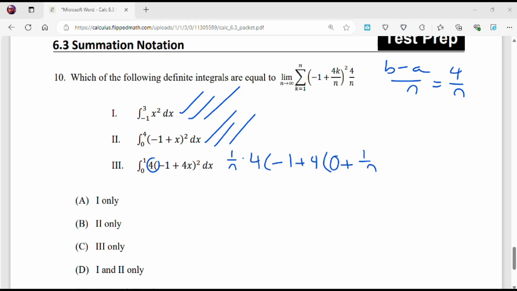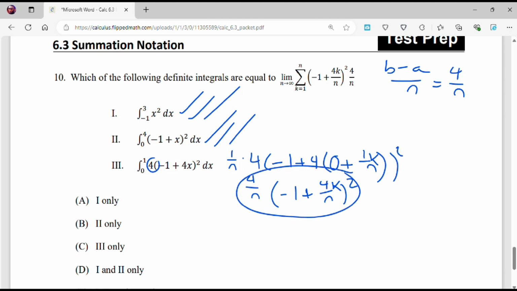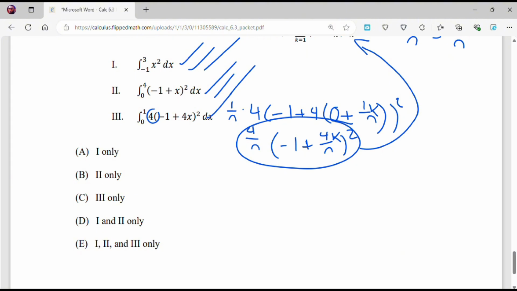Okay. And in parentheses, now remember that this whole quantity is squared, right? So now I'm going to distribute this 4. So 1 over n times 4 is 4 over n. And -1. And then plus 0 plus 1 over n is 1 over n. 4 times 1 over n is 4 over n. So 4 over n squared. And then I forgot to write the k. But yeah, so this right here matches up with this right here. And so we can see that all 3 answers are valid.